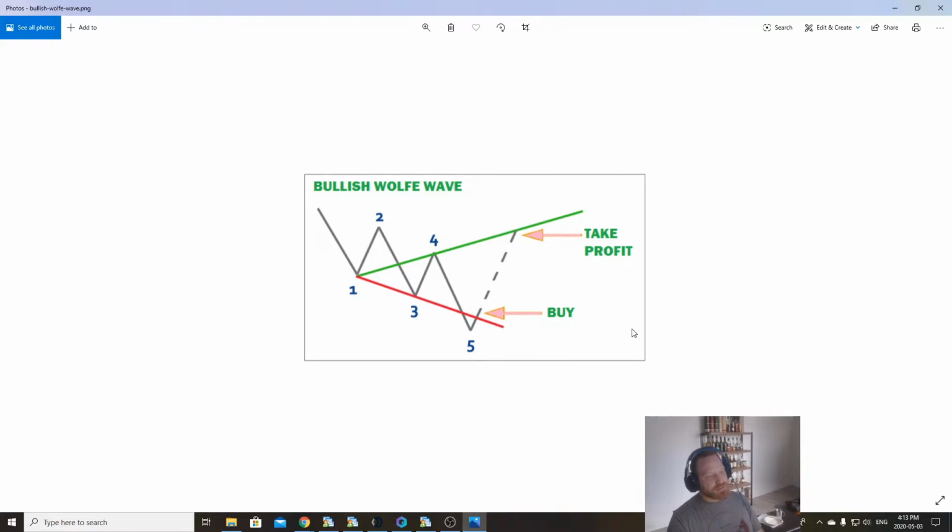Second image, this is the opposite. So this is like we saw in the first one. So you have 1, 2, 3, 4. Fifth, it goes beyond. You buy at this point and take your profit at the line that you've created by connecting wave 1 and 4. So let's move on to some examples.